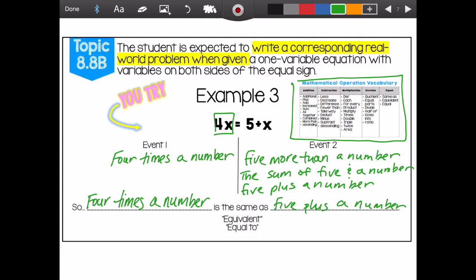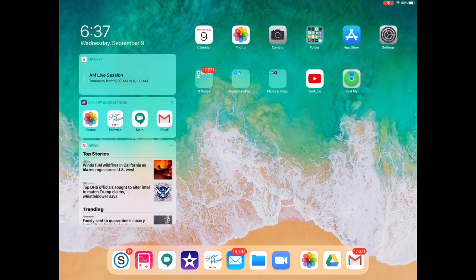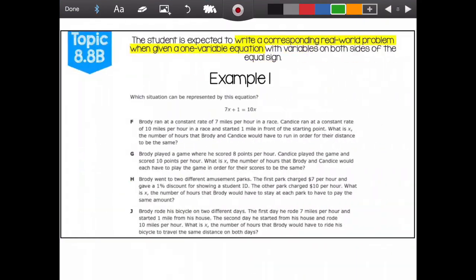Okay. All right. Let's move on to how it might look on an assessment or in word form. Okay, so here's how it might be tested. It says, which situation can be represented by the equation? So in this case, guys, they'll give you the equation and you'll be asked to read each scenario and determine which scenario best matches or goes with the equation being represented.